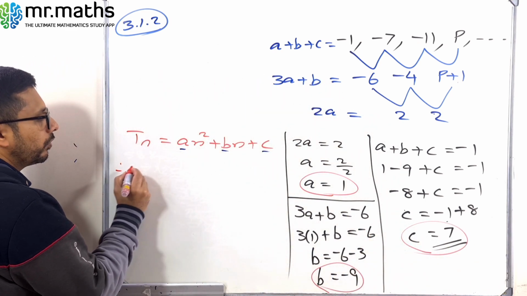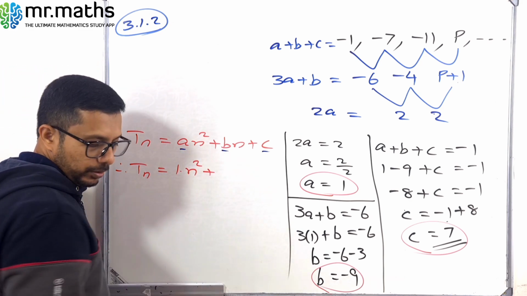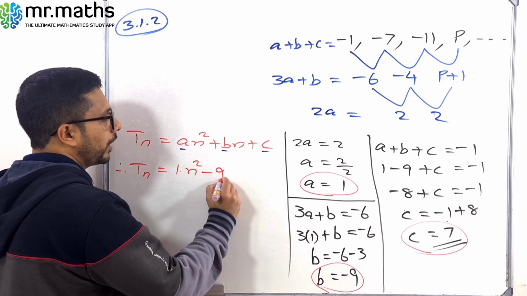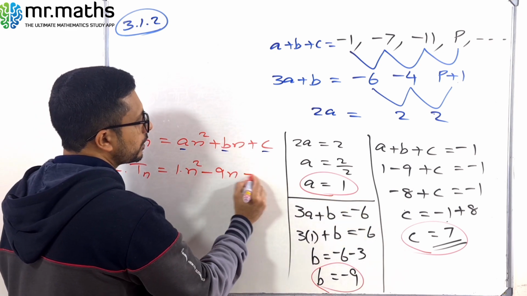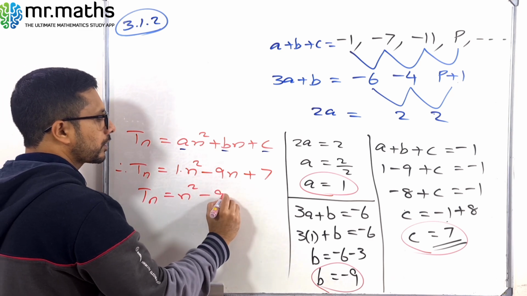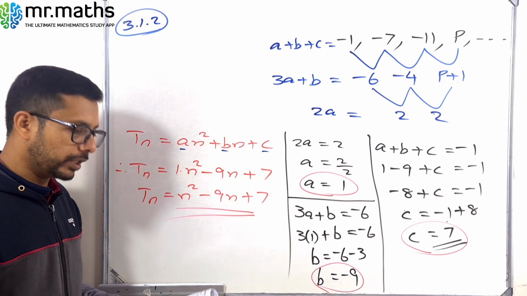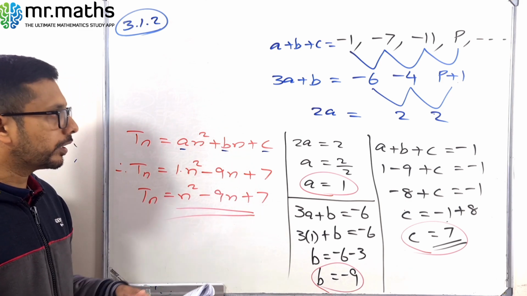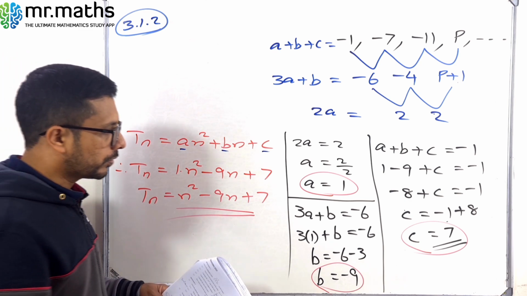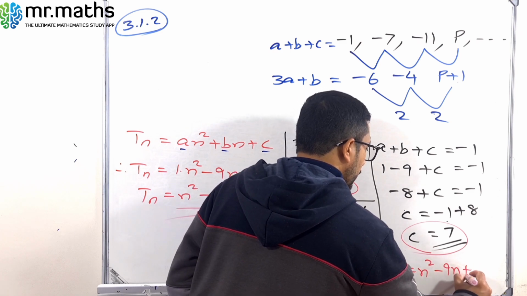Therefore Tn is equal to a, 1 n square, plus b, minus 9, am I right? So substitute the value of b as minus 9 n and c as 7. So 1 n squared is the same as n square. So it is n square minus 9n plus 7. And this is the nth term, or general term. Let me write the equation here once more, as maybe we have to use it. Tn is equal to n square minus 9n plus 7.